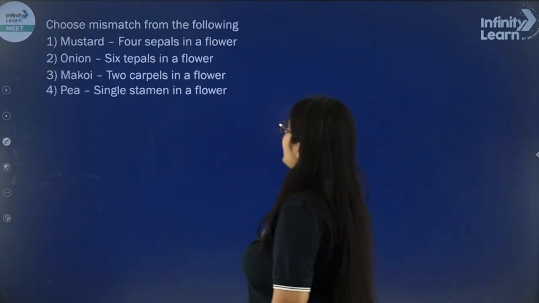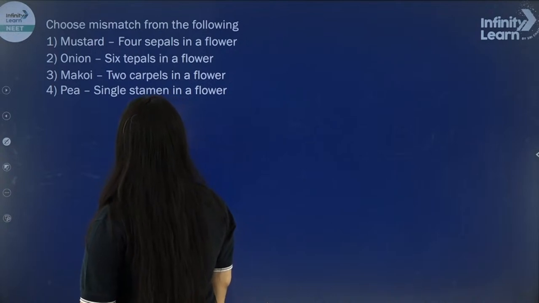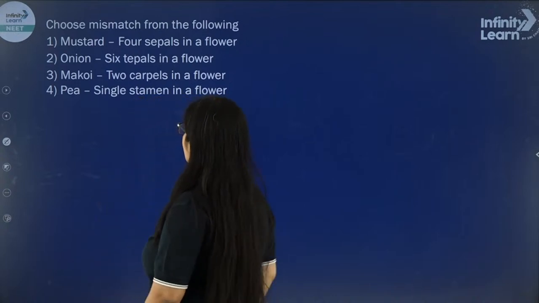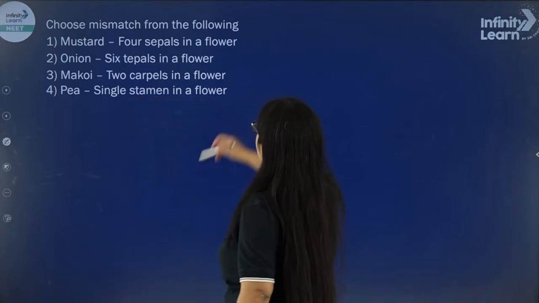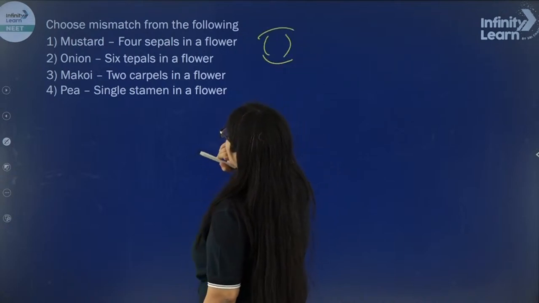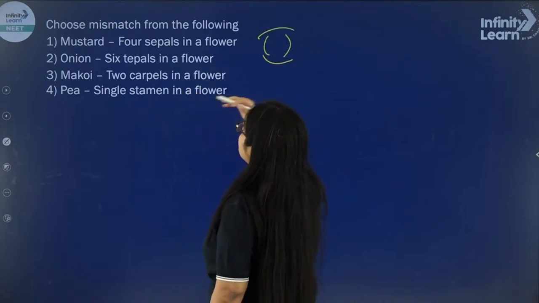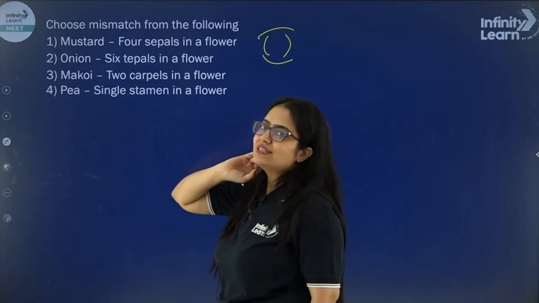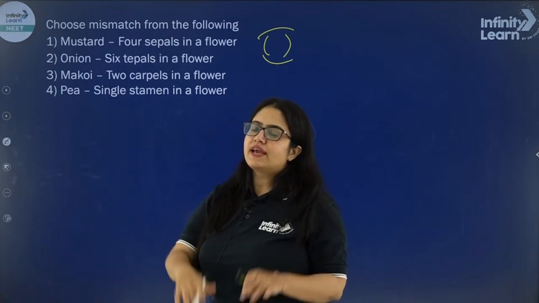Choose the mismatch from the following. Okay. Mustard. Mustard is a member of Brassicaceae and they definitely have four sepals, if you remember the floral diagrams. Yes, this is right. Onion. Onion is a member of Liliaceae, my dear students. Instead of petals and sepals separately, they have tepals.